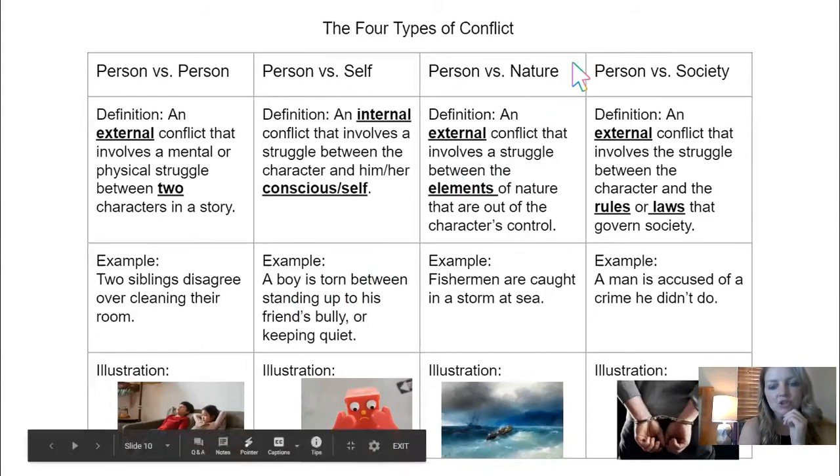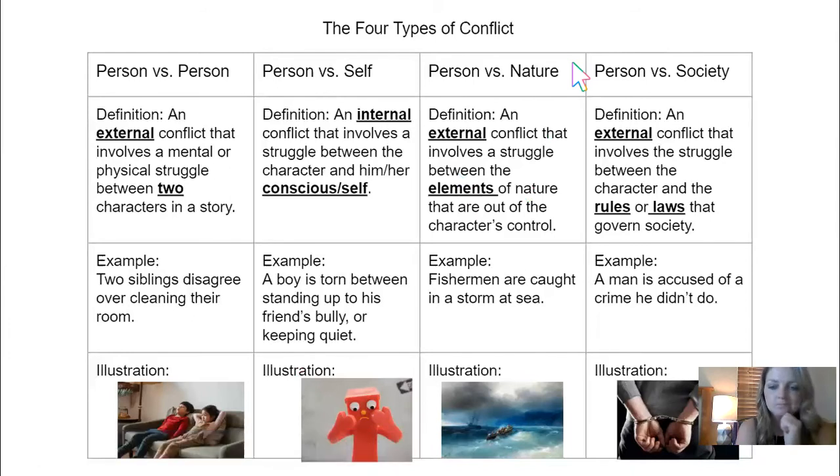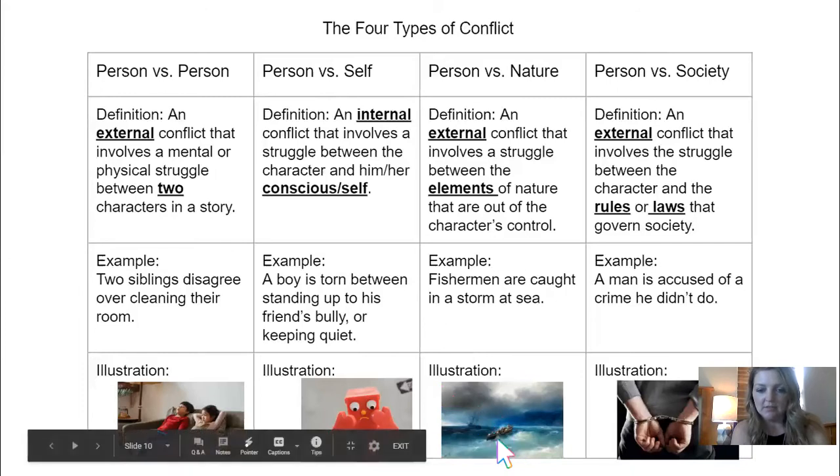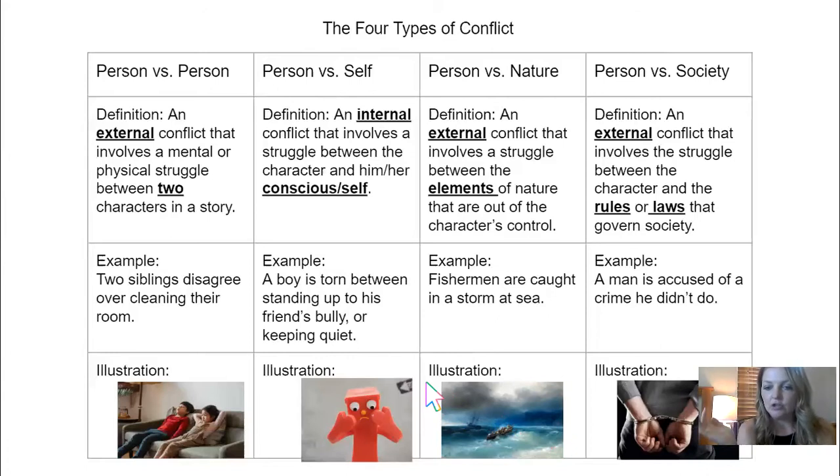Person versus nature. Okay, that one's pretty, I bet we get a lot of mental images. I think of a lot of different movies I've seen that are a person versus something in nature. So it says it's an external conflict that involves a struggle between the elements of nature that are out of the character's control. Okay, an example is fishermen are caught in a storm at sea. Okay, that would be person versus nature. And there's my picture of a ship at sea, a fishing boat at sea. So again, you just fill in your illustrations however you like to think of the type of conflict, okay?